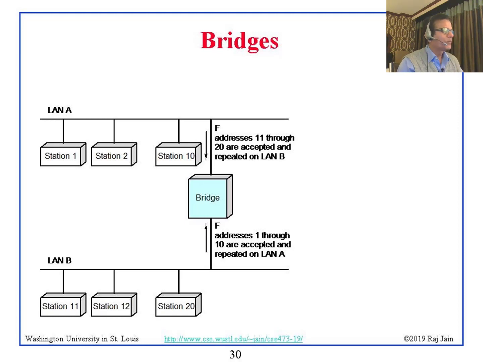On the other hand, when station 1 talks to station 20, everyone on the top LAN ignores it except the bridge. The bridge says, oh, station 20 is on the other side, and it transmits it on the second LAN, on LAN B. The bridges know who is where, and they pick up the packets and transmit them to wherever they think the destination is.